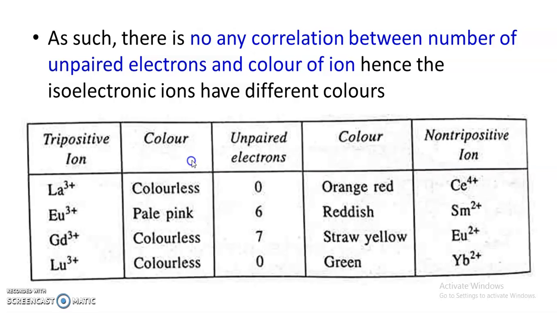Hence, isoelectronic ions have different colors, like lanthanum +3 and cerium +4. In these ions, there is no unpaired electron, but lanthanum +3 is colorless, whereas cerium +4 is orange colored. Europium +3 contains 6 unpaired electrons, samarium +2 contains 6 unpaired electrons. So europium +3 is pale pink, whereas samarium +2 is reddish. Similarly, gadolinium +3 and europium +2 contain 7 unpaired electrons. Gadolinium +3 is colorless, and europium +2 has a straw yellow color.